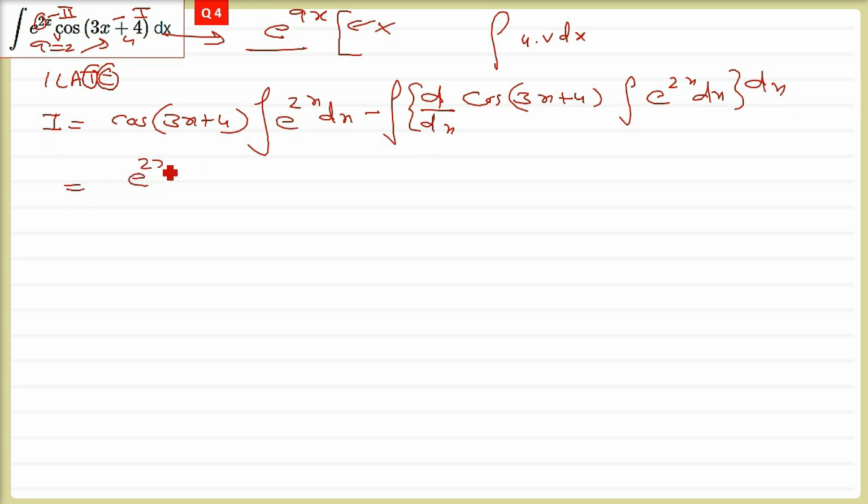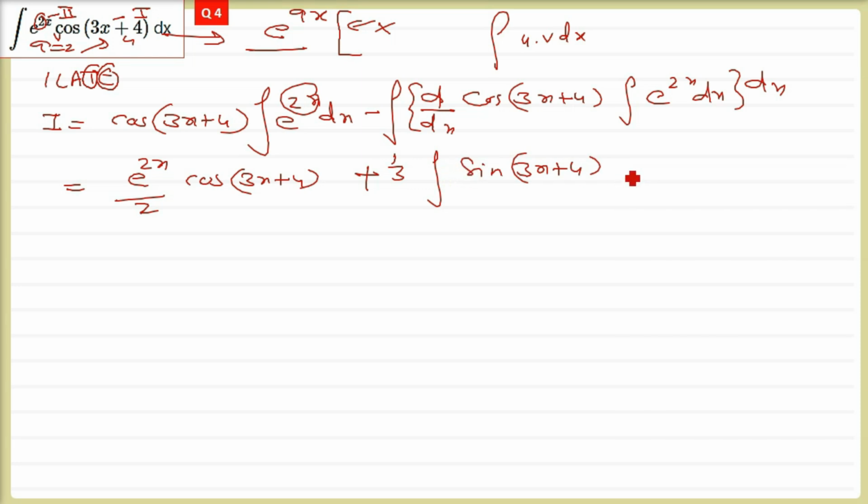So e raised to 2x will be e raised to 2x by 2, and cos 3x plus 4 remains unchanged. Cos has a negative sign, so minus minus becomes positive, sin 3x plus 4. When you differentiate this, 3 will also come out, so I am bringing 3 outside. e raised to x will be e raised to x divided by 2, so that 2 I am bringing outside as a constant.